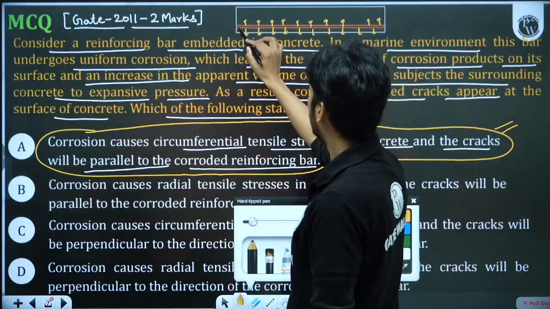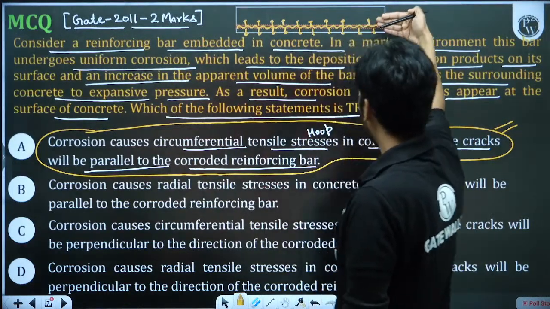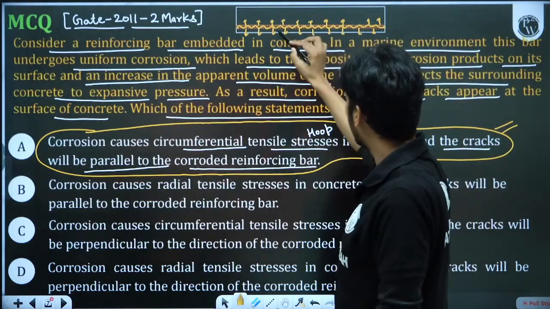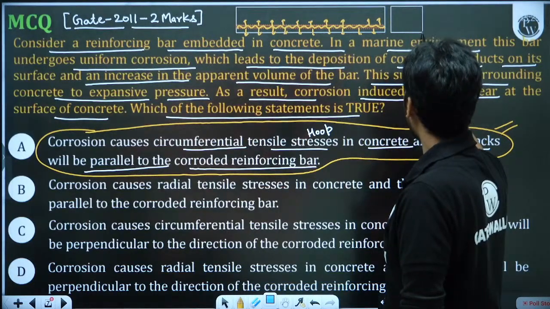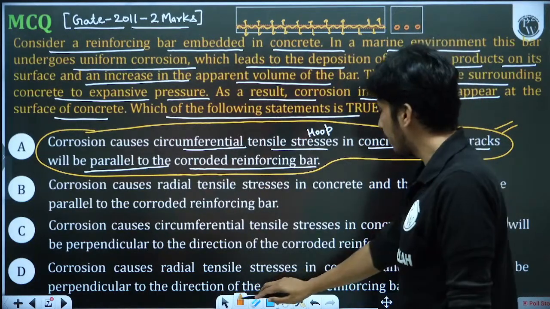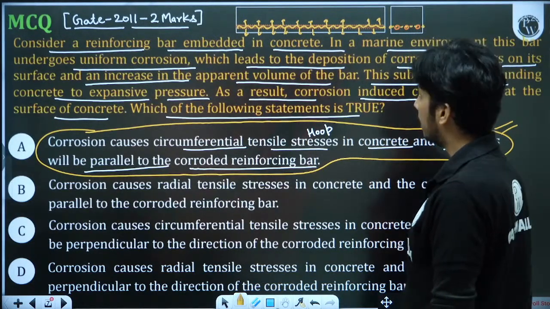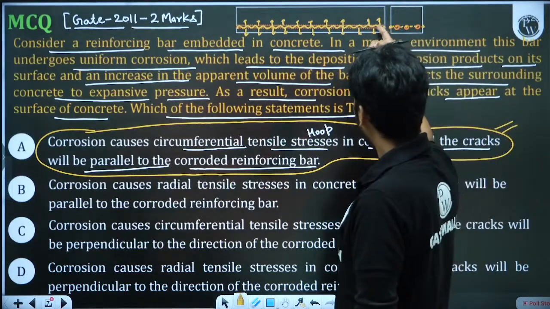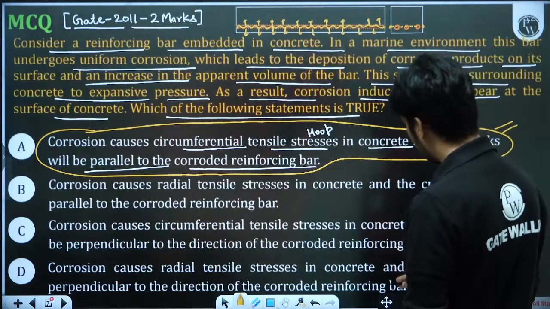There will be a crack like this. This is parallel to the length of the bar. Bar is inside, the crack will be on the surface. So this crack will be parallel to the length of the bar. In the cross section, if you see, this crack will be visible here, here and here. Inside there will also be cracks. But if we are talking about the length of the bar, it is actually parallel to the length of the bar. So always remember, the A part will be the correct answer.